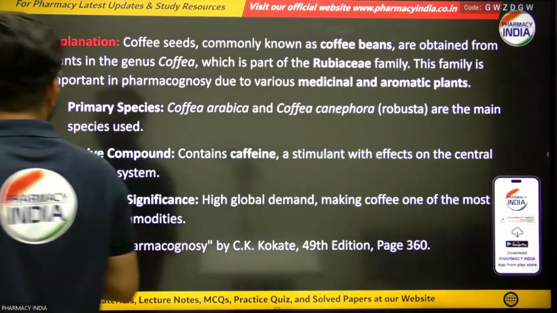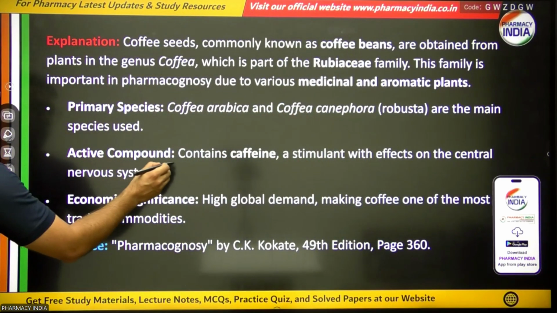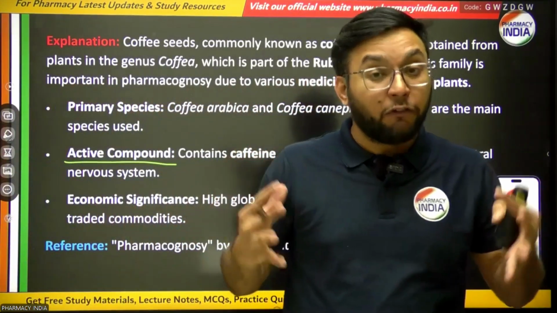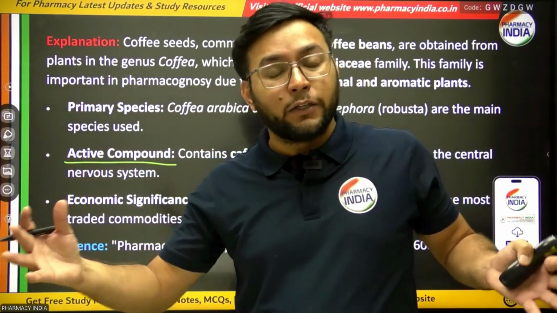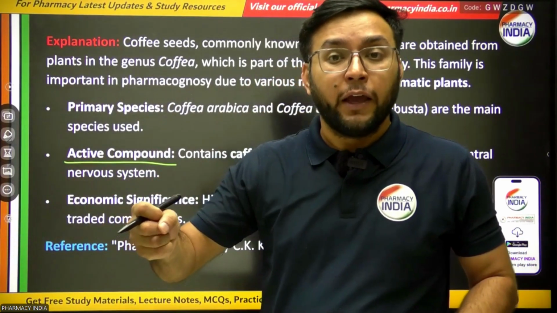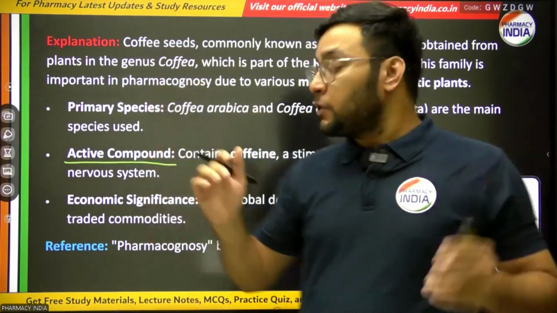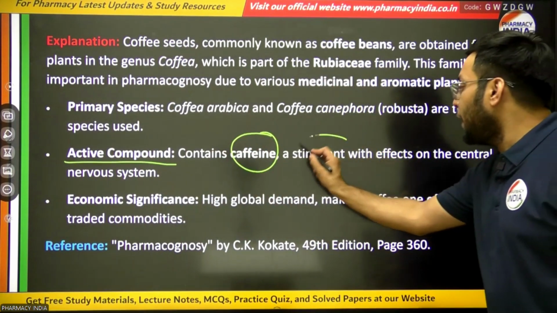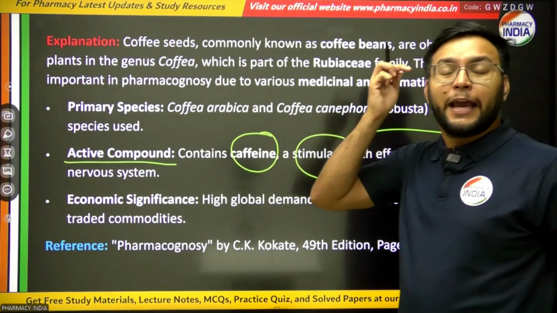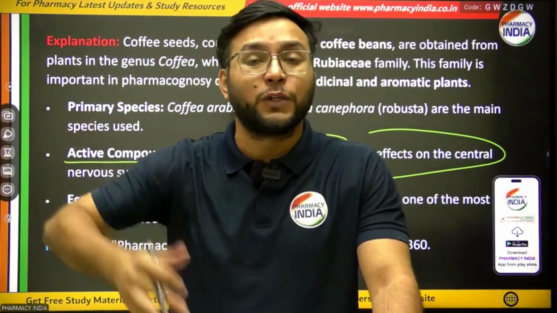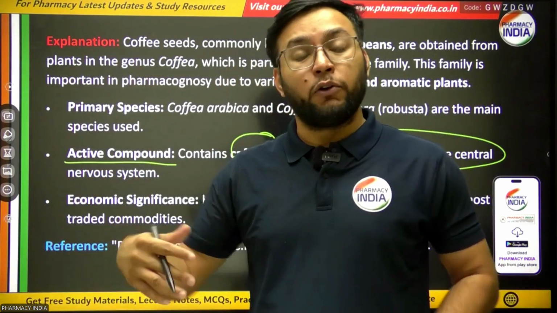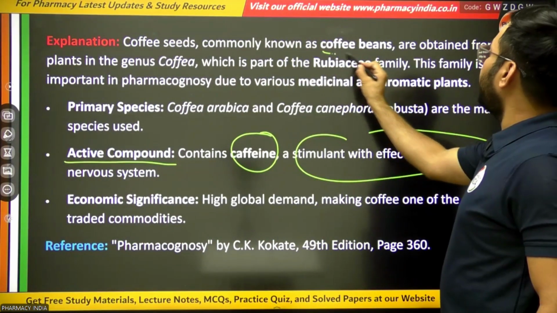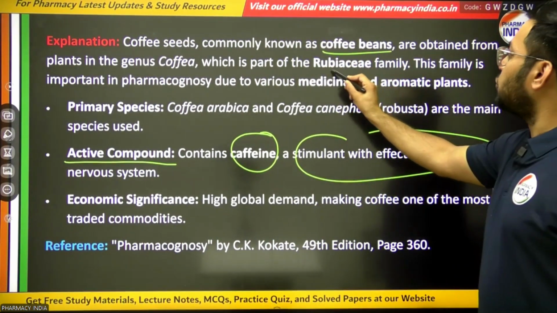Yes. Now let's talk about the active constituent. When we study, we feel sleepy, na? So our mother used to say, please have coffee and you will be active. It is a stimulant because it contains caffeine, a stimulant with effects on the CNS. It will stimulate your central nervous system, and ultimately you will be active while studying after a cup of coffee. Mainly it is obtained from coffee beans. Coffee family is Rubiaceae.